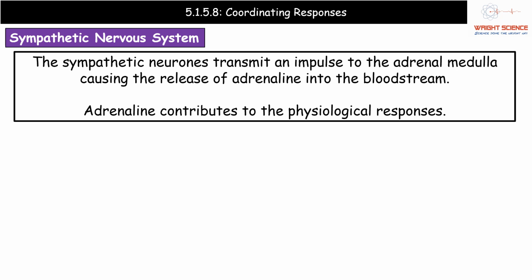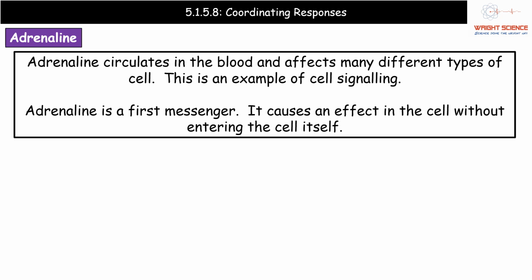If we just take a moment to focus on the sympathetic nervous system first of all, the sympathetic neurons are going to transmit an impulse to the adrenal medulla. So remember, the adrenal medulla is in the adrenal gland, hence adrenal. And what happens is those sympathetic neurons then cause the release of adrenaline into the bloodstream. The adrenaline is then going to travel through the blood, obviously, to those target cells and target organs, and bring about those physiological responses that we discussed earlier.